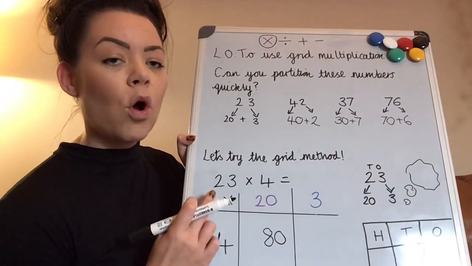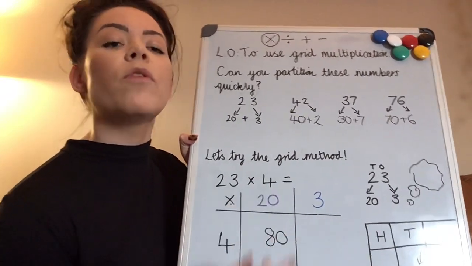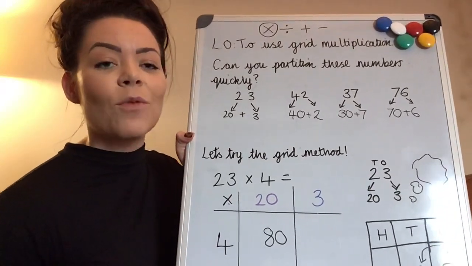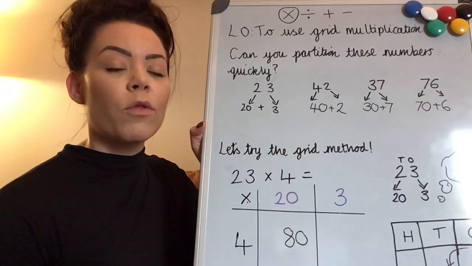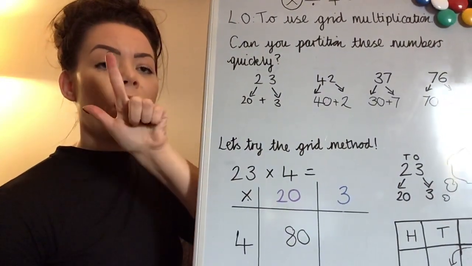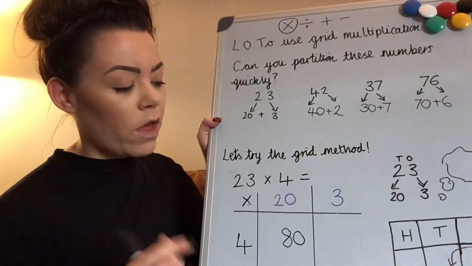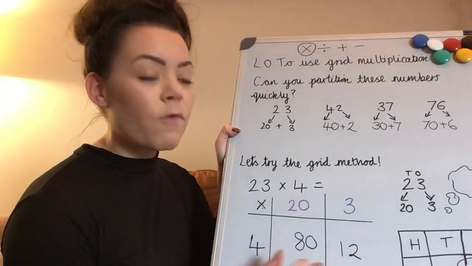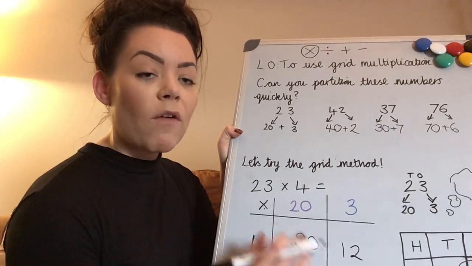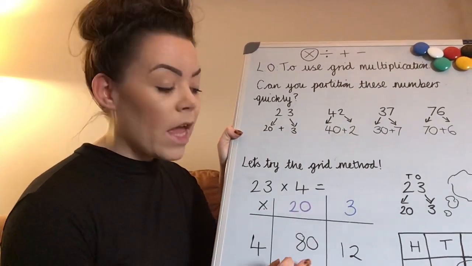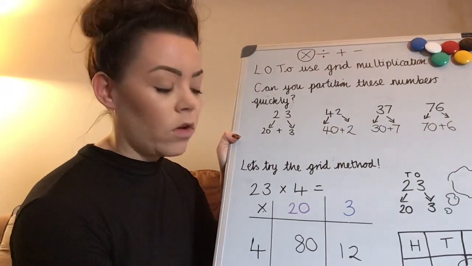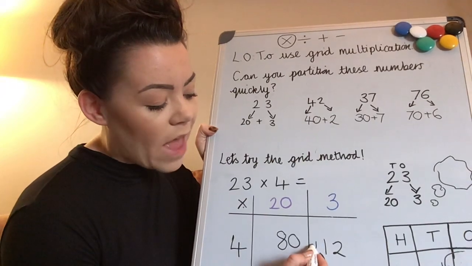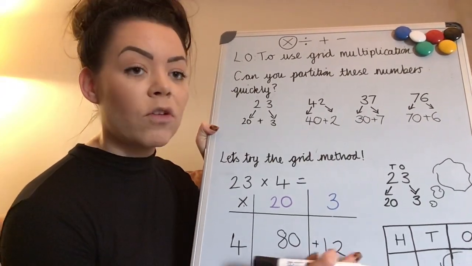Now 4 lots of 3, or 4 multiplied by 3. That's okay, I can do that one because I know my 4s. Let's count in our 4s up to 3 lots of 4. Are we ready? 4, 8, 12. So I'm going to write that in there. Now I've got the pieces of information that I need, where I've partitioned the number and multiplied it. Now my last task that I need to do is to add those two numbers together. So I'm going to just put a little add there so I remember that I'm doing 80 add 12.